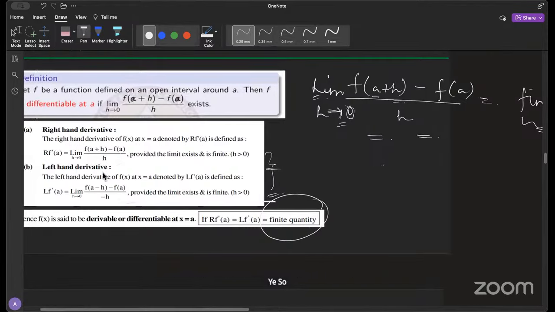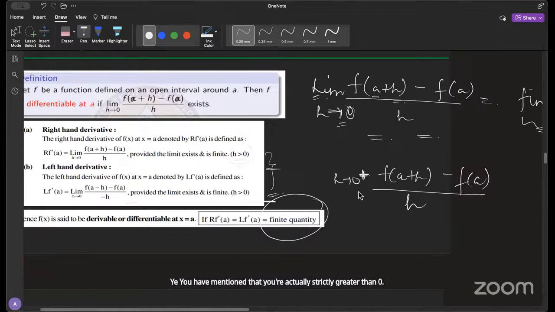When you look at it here, you have a plus h here. Here you have h tending to 0, and you have been given that your h is greater than 0. What does this mean? When you say your h is strictly greater than 0, that means this thing that you're doing for the right hand derivative is this. And for the left hand, it's this.